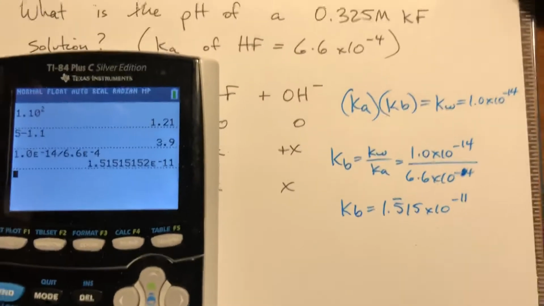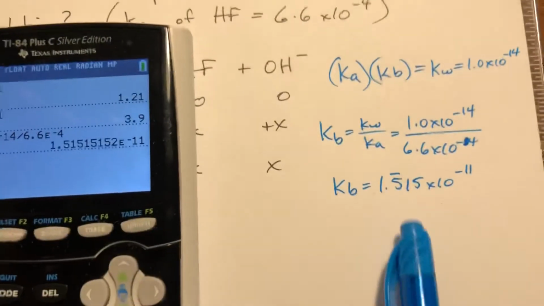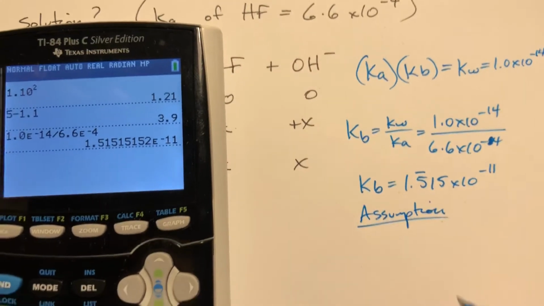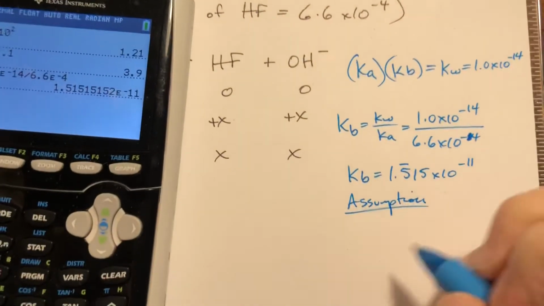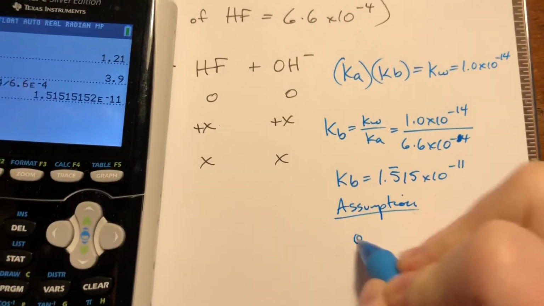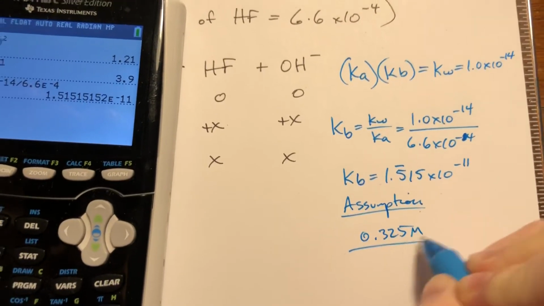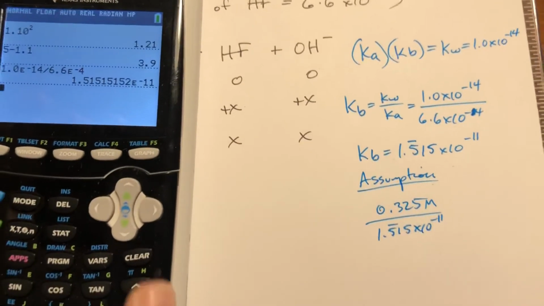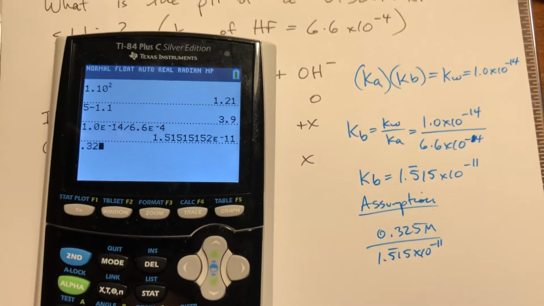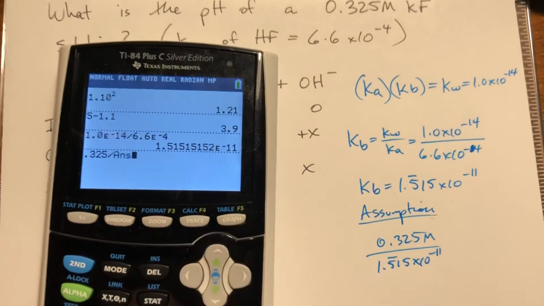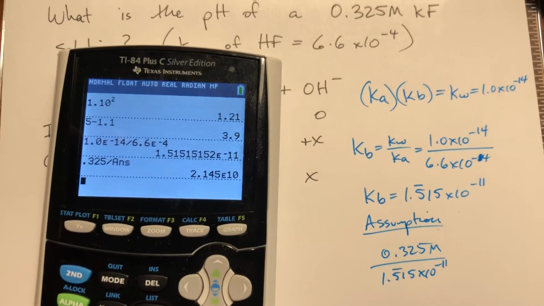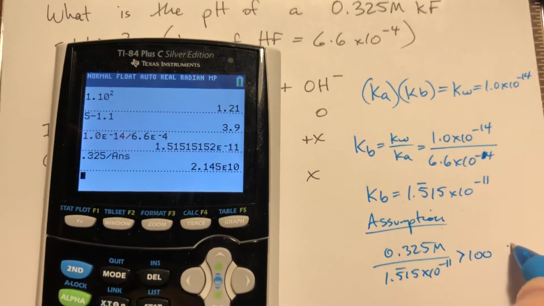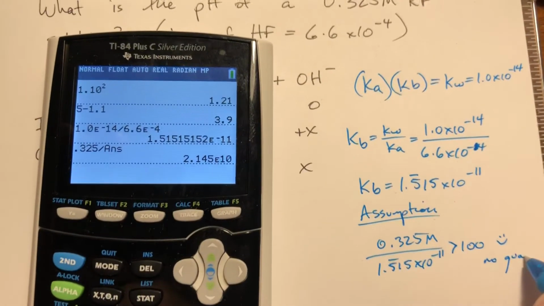Okay. Now we can check our assumption because we know the concentration of our base and we know the Kb. So again, if the division of these two things is bigger than 100, we don't have to use the quadratic. So 0.325 divided by 1.515 times 10 to the negative 11th. I have a sneaking suspicion it's going to be a huge number, but that's okay. Yeah, it's like 20 billion. So definitely bigger than 100. So what that means for us is no quadratic.